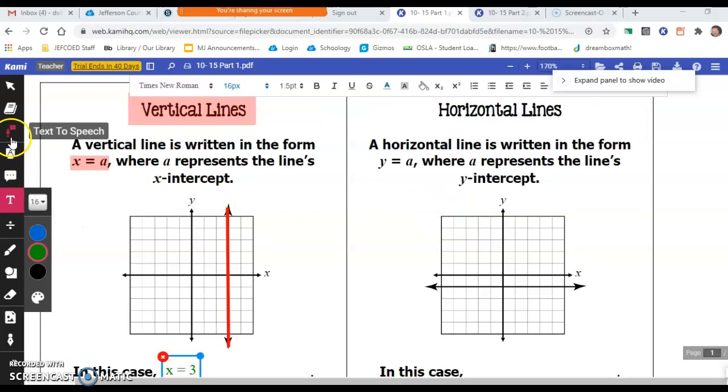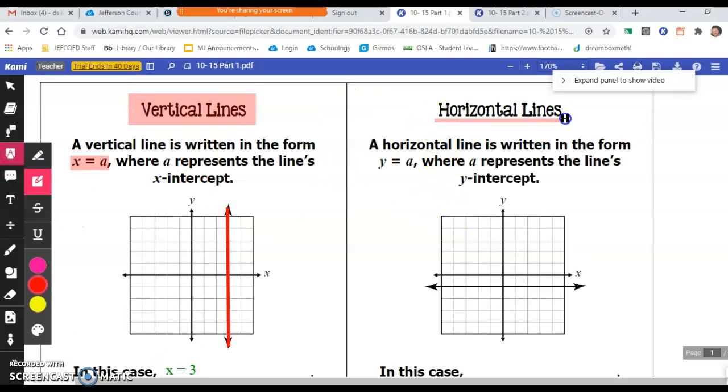All right, now the next one that we're going to look at is the horizontal lines. Horizontal lines are side to side, left to right, right to left. So a horizontal line is written in the form of y equals a, where a represents the line's y-intercept. And that is just where the line that has been graphed crosses the y-axis. You guys should be familiar with that.